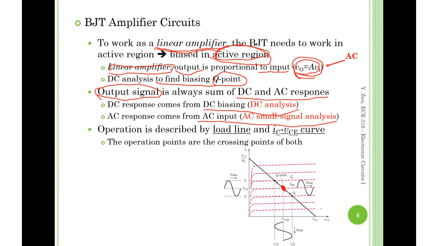Anyone remember? Every time we show the IV curve, we always see more than one IV curve. Same thing in the MOSFET IV curve. However, what is the difference then among them? What's the difference?